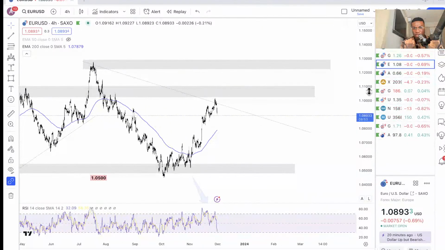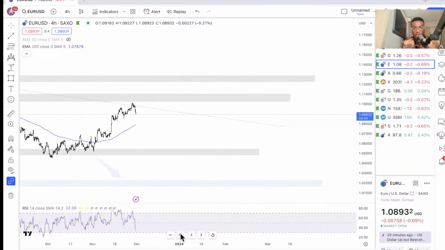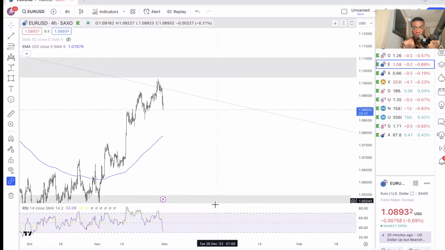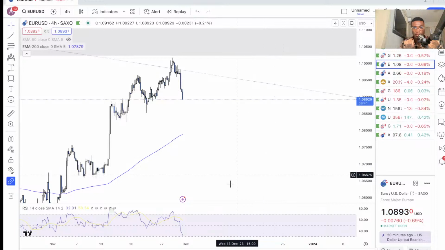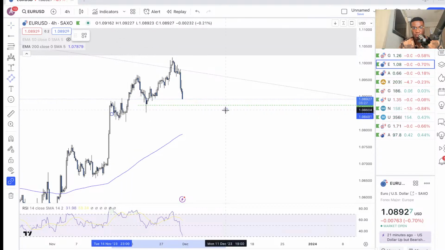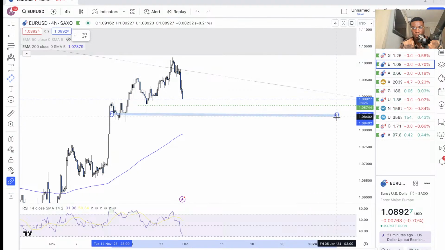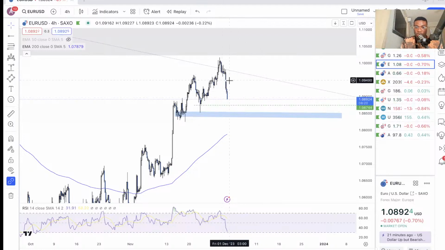For the short term, I believe that we're going to get, let me just zoom in for you guys to see. Map this one out. Previous support that was created here. I'll use this tool to map it out for you guys. All right, so we're just seeing the market react to this trend line.